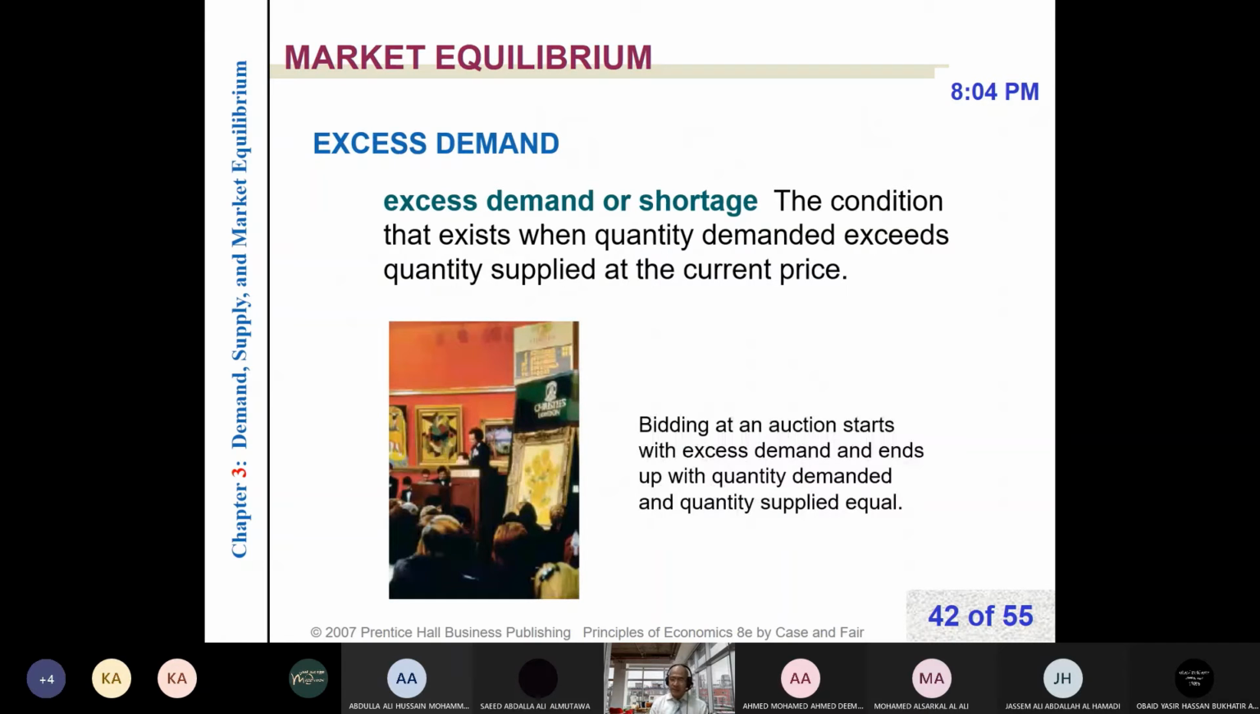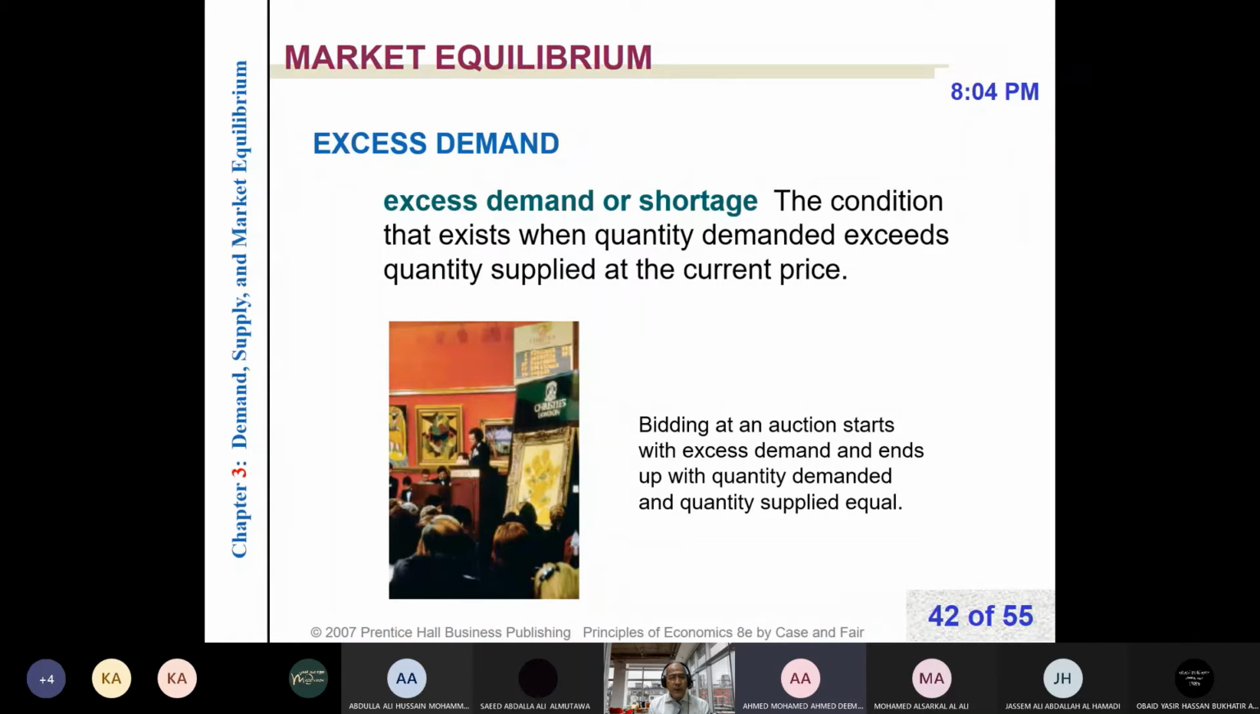This will help us. Excess demand or shortage. So let me go to Hamid Ibrahim. Ahmed Muhammad. I'm here, Doctor. What's your name? Ahmed Muhammad. Ahmed Muhammad, could you read this for me? Yes. Excess demand or shortage, the condition that exists when quantity demanded exceeds quantity supplied at the current price.